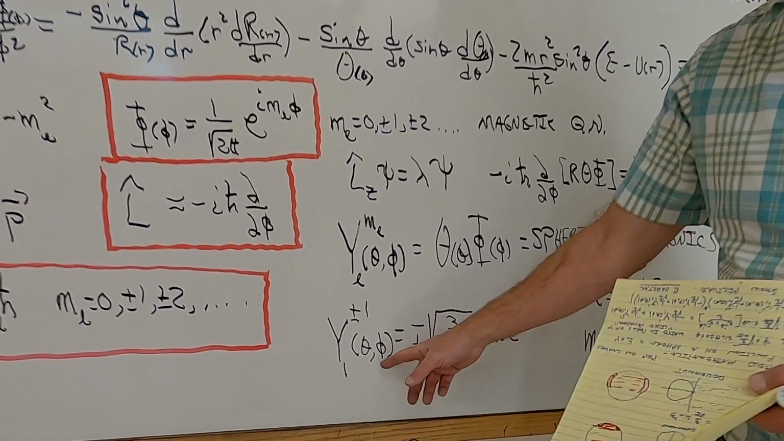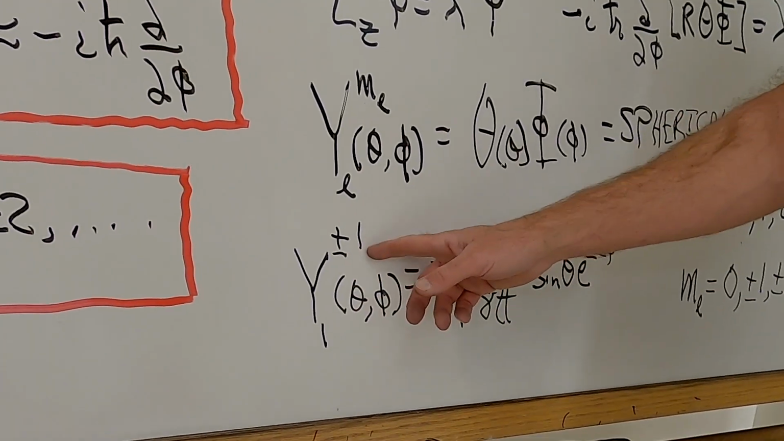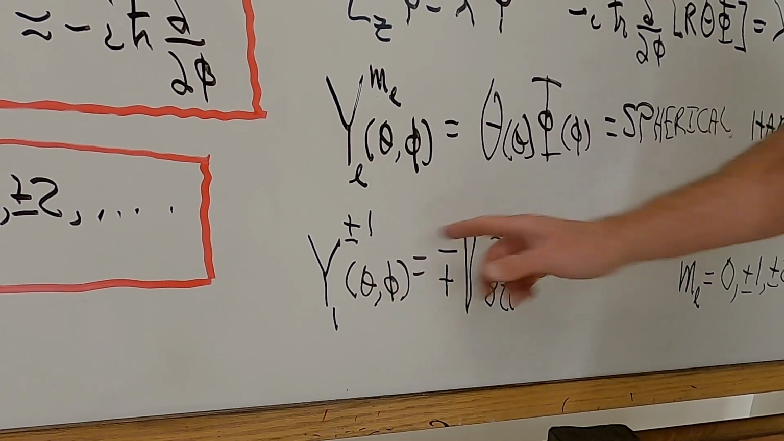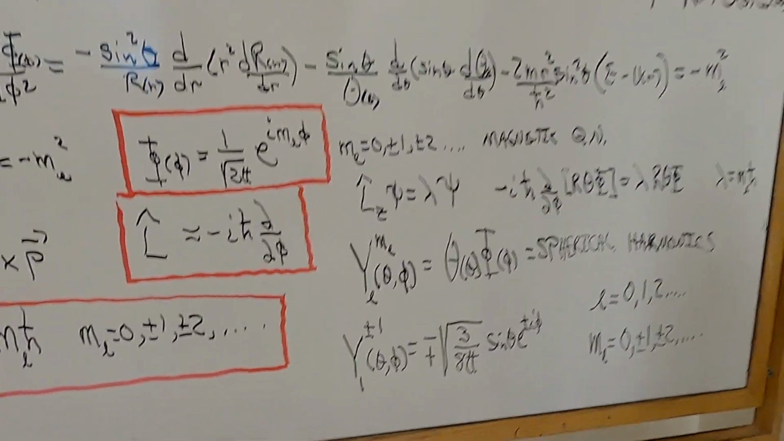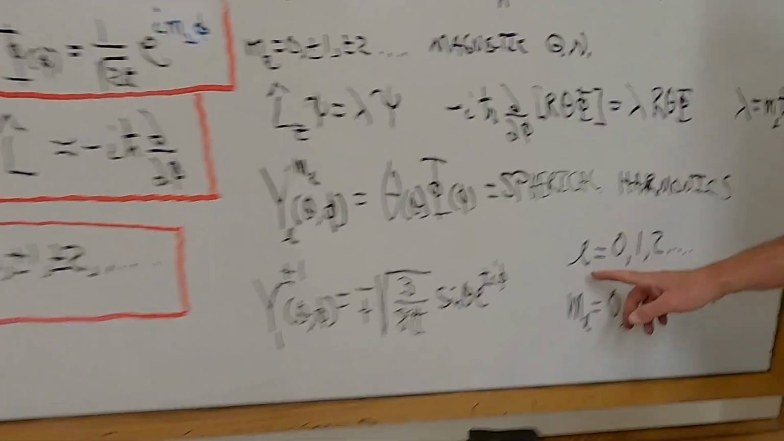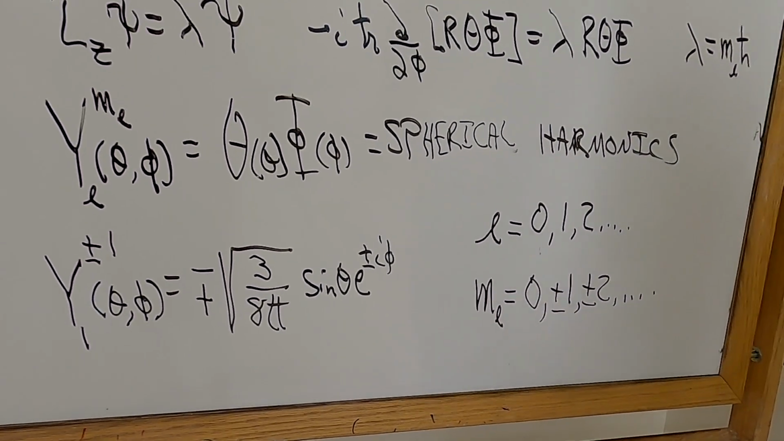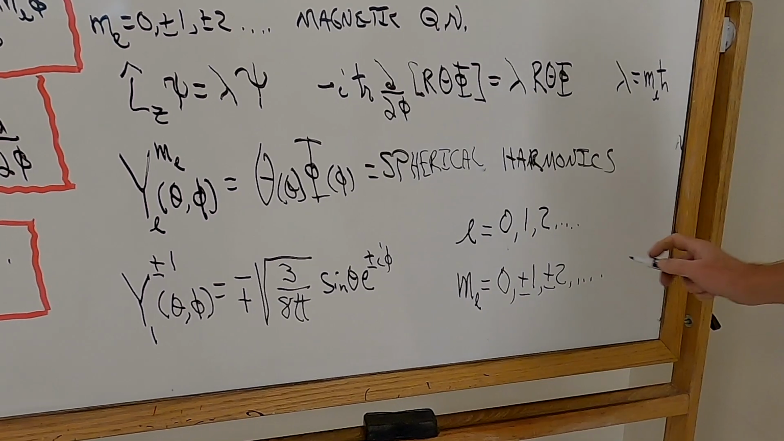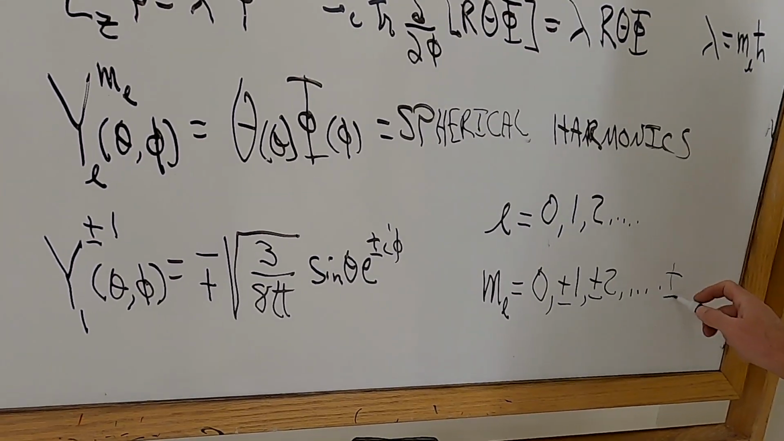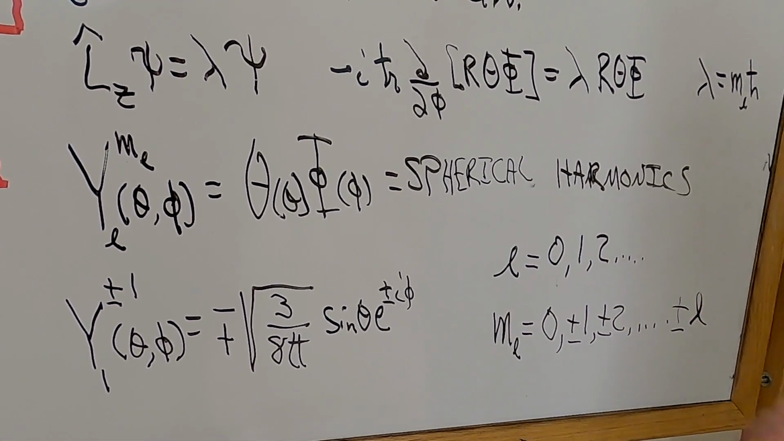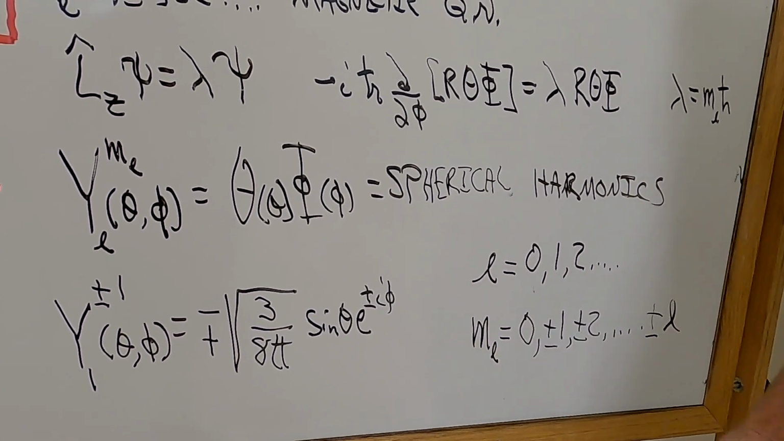Here's just one in particular, Y 1 plus or minus 1, L equals 1. I put a list of them on there before. And we said L can be 0, 1, 2, 3, and so on. But M sub L can be 0, plus or minus 1, plus or minus 2, all the way up to plus or minus L. So M sub L can't be bigger than L. That's where they get stopped right there.